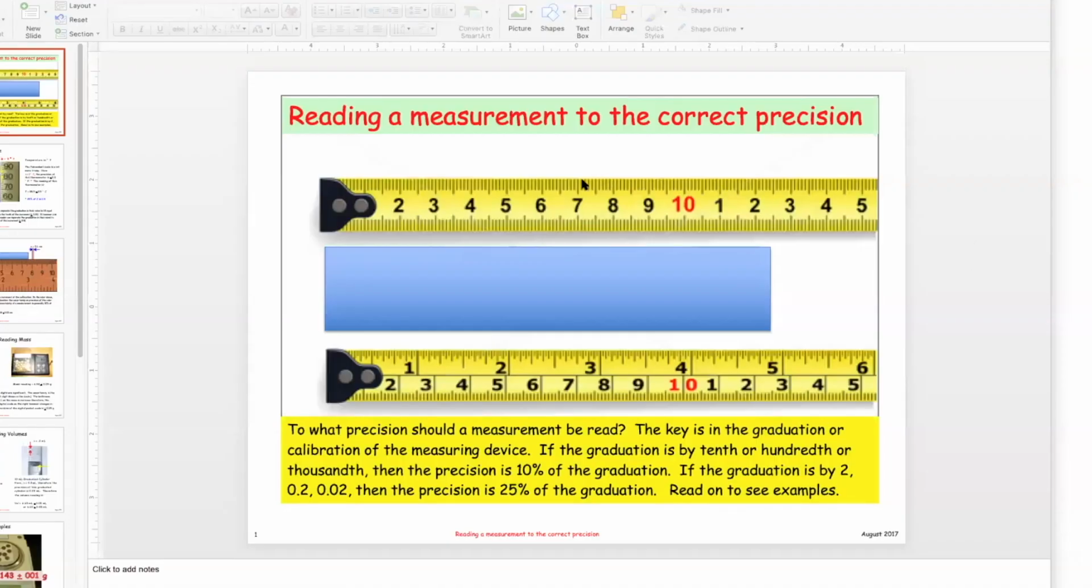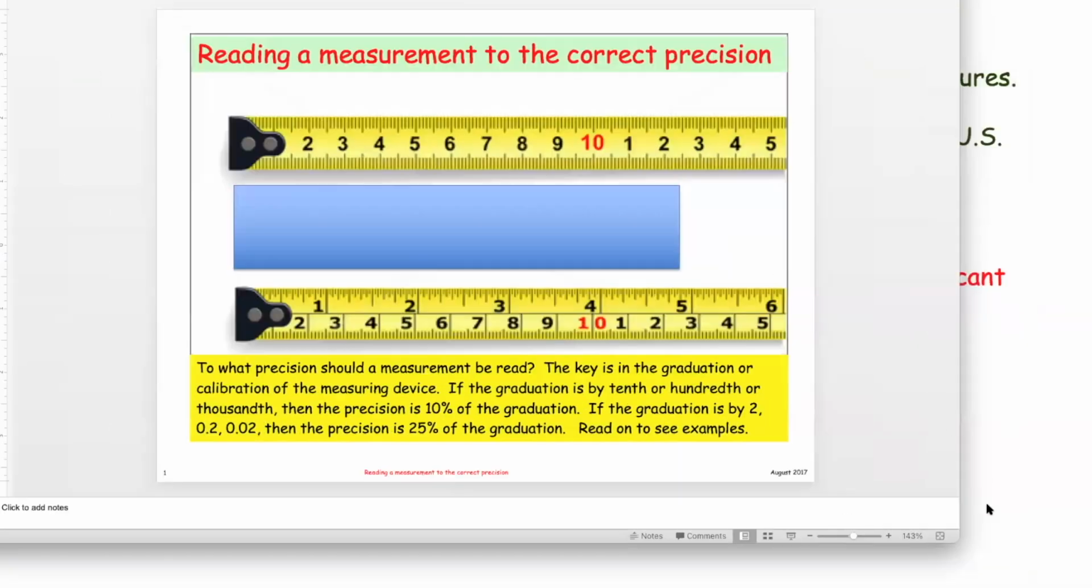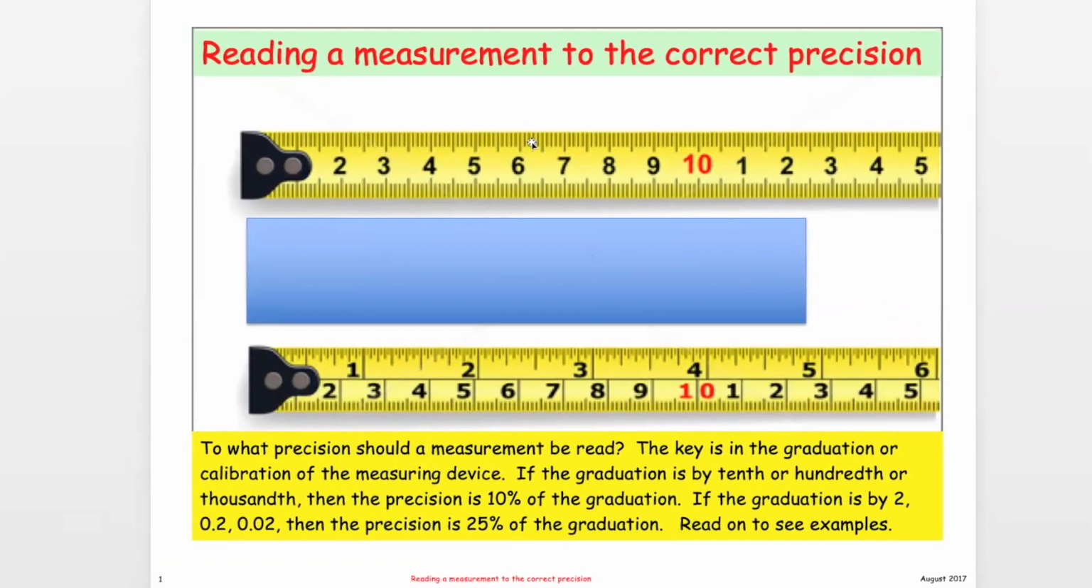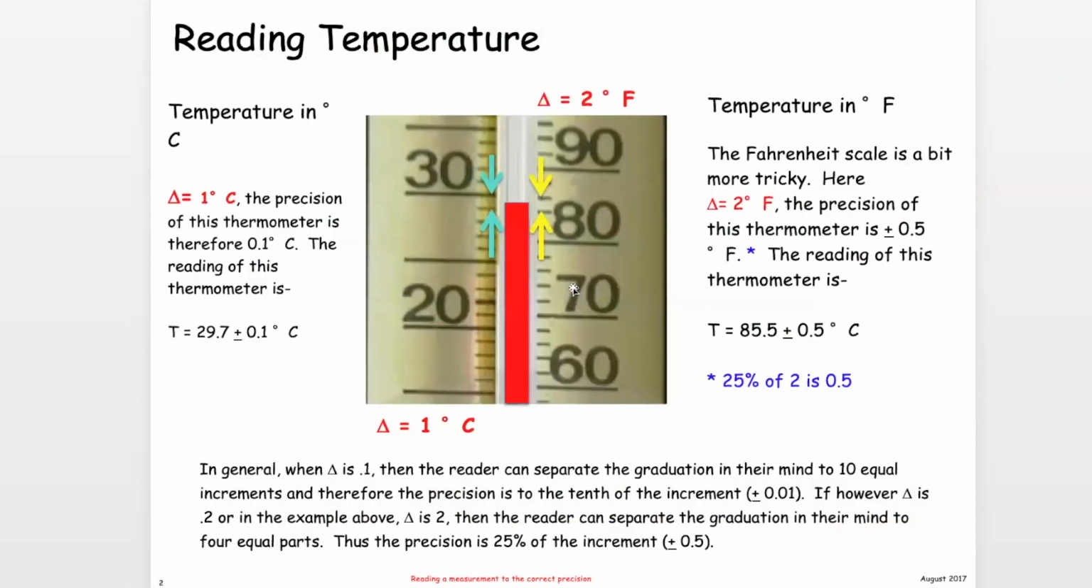Okay. This is part of experiment number 2, but it's also part of chapter 2 in your textbook. It's about measurements. And the key to measurements is to look at these graduations in a measuring device, because that will tell you the precision. Okay. So like I said, I already did this.